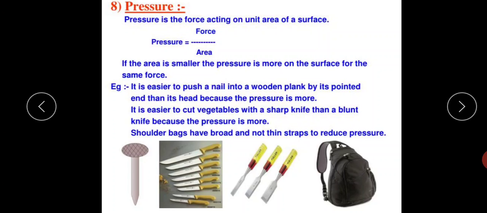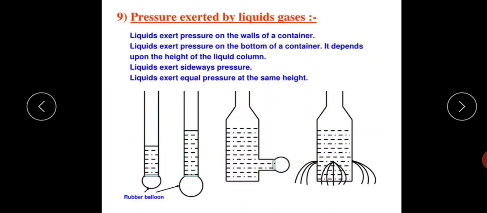So what we are going to discuss today is whether pressure is exerted only in solids or in liquids and gases too. So today let us know about that. Pressure exerted by liquids. Liquids exert pressure on the walls of a container.